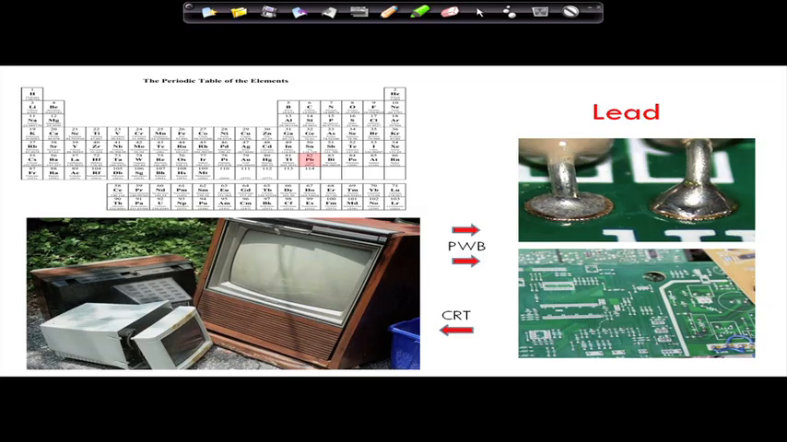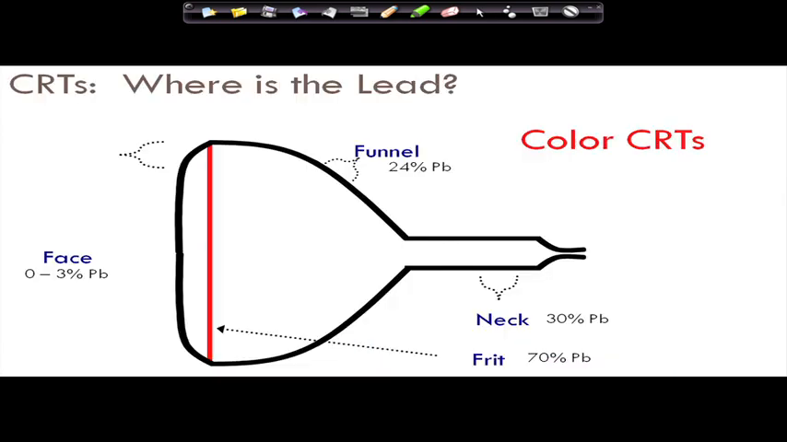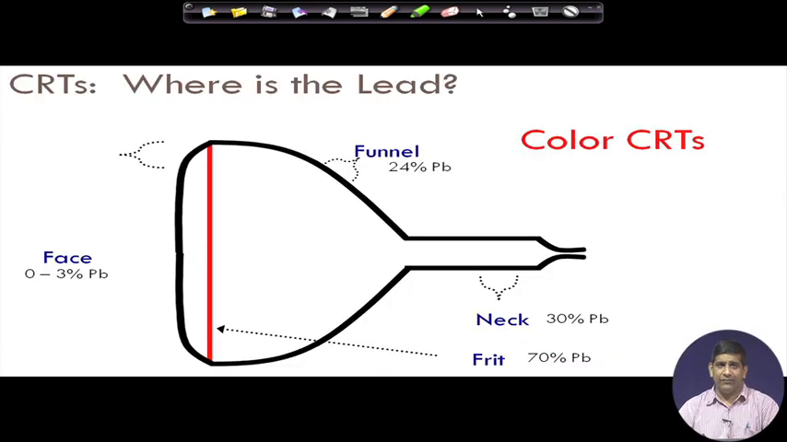That's actually the number one concern which caused a lot of e-waste issues around the world. A lot of e-waste media coverage around the world was because of lead showing up. Because of lead, it was becoming a hazardous waste. So, where is the lead? If you look at the old color CRT, the funnel has 24%. Neck has 30%, frit has nearly 70%. So that's what the old color CRTs show here.